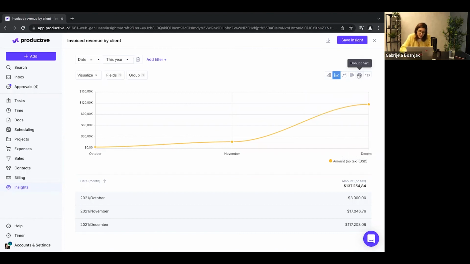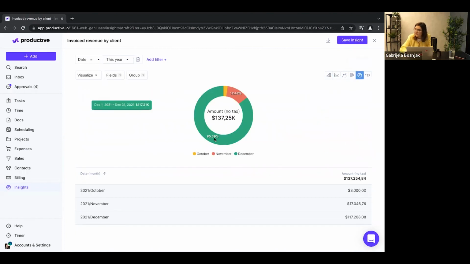If I flip this back to the donut chart, you will actually see that 85% of the invoicing came in December, right? So this is the most beneficial month for us, let's call it that way. And you can expect that it's also the month when you'll deliver the most work. Or perhaps clients are asking you to invoice in advance because they have some budgets left. Anyways, it's an important insight that you would definitely use for the next year.